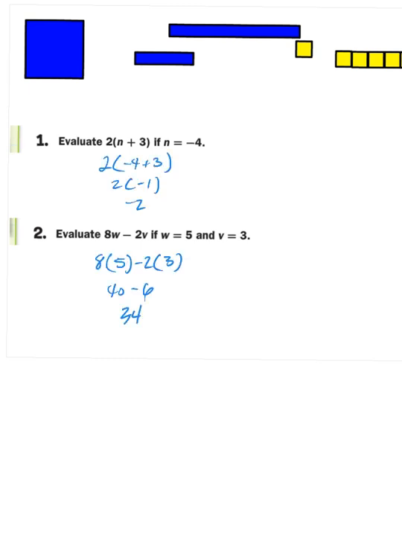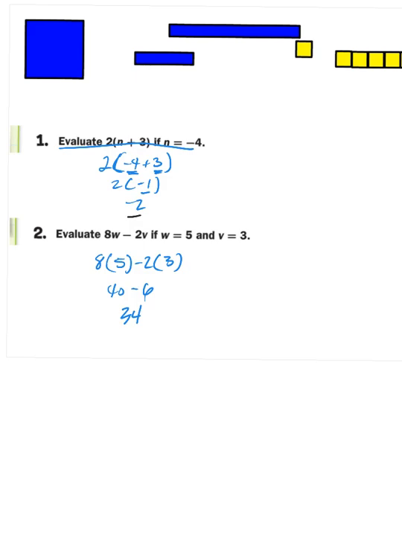Okay, so again, if you wrote these out in your learning journal, you would have written out first just evaluate, written this whole thing out if n equals -4. So we're picking a number to substitute in when we're evaluating. So in place of the n, we put a -4, so we have 2 times, in parentheses, -4 plus 3. -4 plus 3 is -1, and 2 times -1 is -2. So when n equals -4, then 2 times, in parentheses, n plus 3 equals -2.